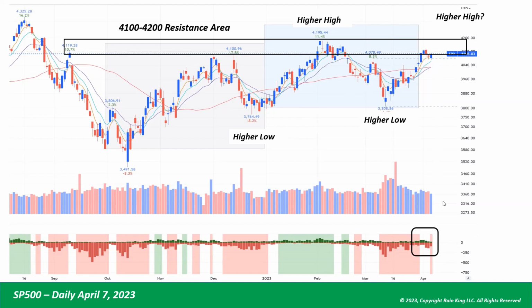Now, we know that on the breadth, we need some work to do. This is new highs in green and new lows in red. This is still not a healthy picture. New highs are barely in the green, and recently we had new lows increasing. So this is really not helpful, and we need to see this really, really improve.